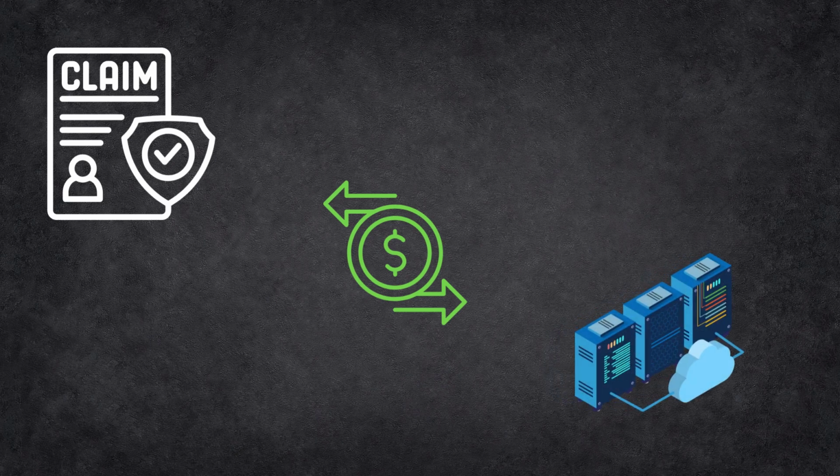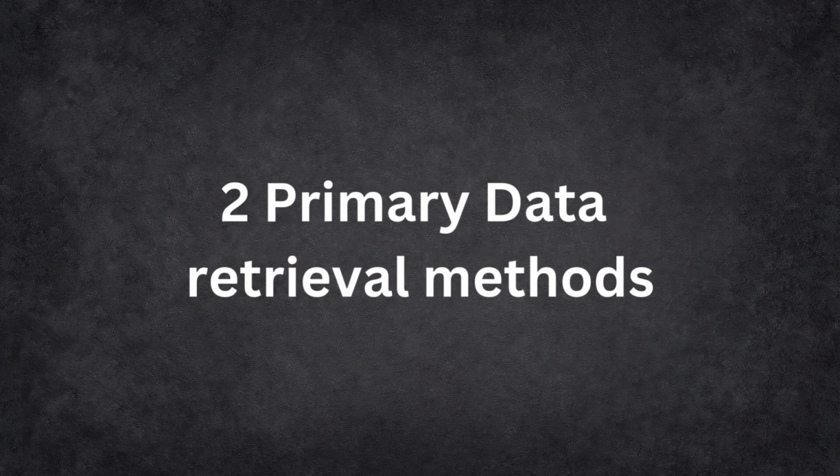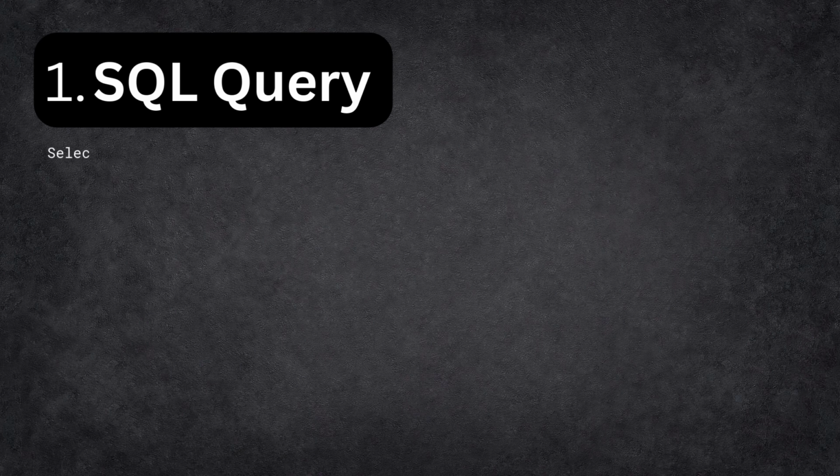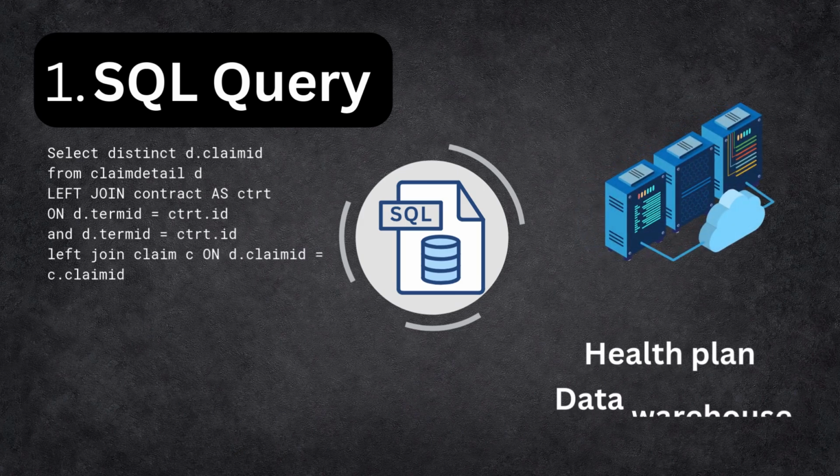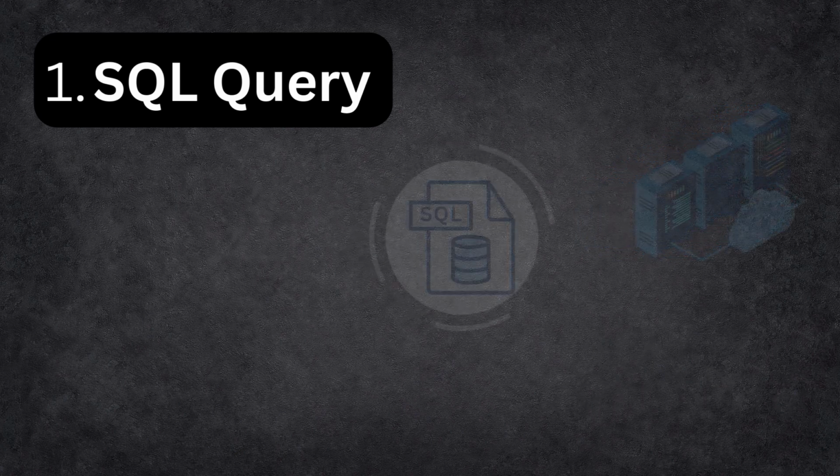Here's where I start. The collected claims data comes processed from a healthcare payer system and stored in our SQL Server data warehouse. This warehouse is a centralized repository where all claims-related data is organized and maintained. To retrieve this data, I use two primary methods. First, I could resort to writing and executing SQL queries in the SQL Server Management Studio. This extracts data directly from the plan database.